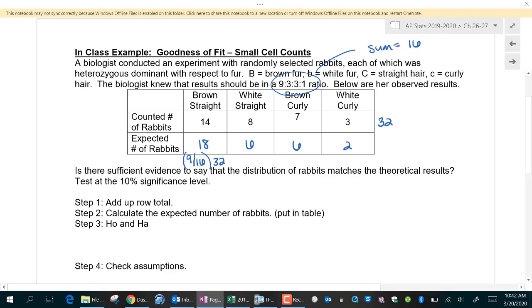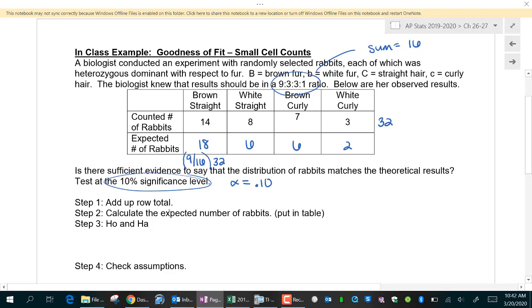Now, we want to determine, is there sufficient evidence to say that the distribution of rabbits matches the theoretical results? Test at the 10% significance level. And remember, this 10% significance level is just our alpha. So we're saying that alpha equals 0.10.